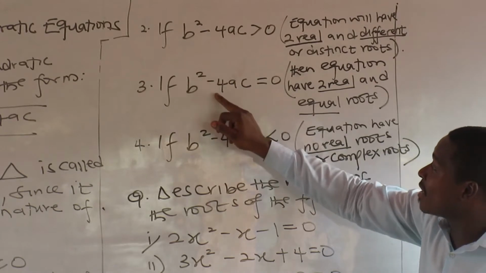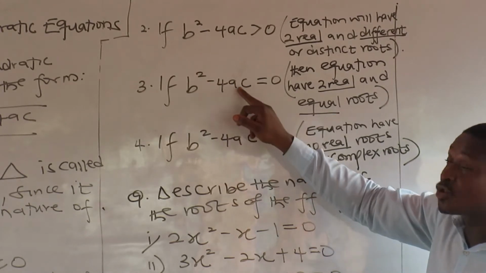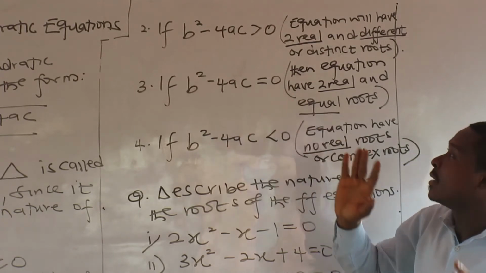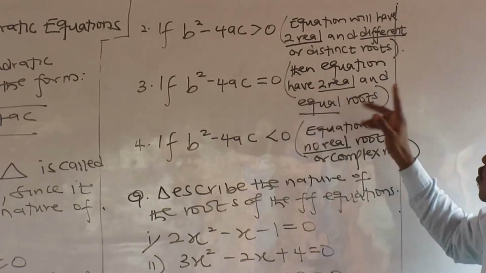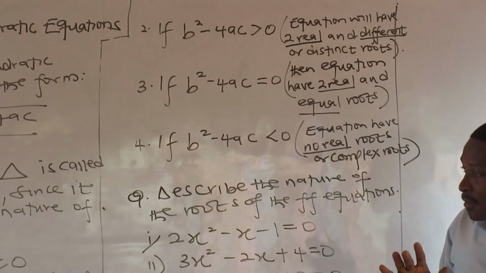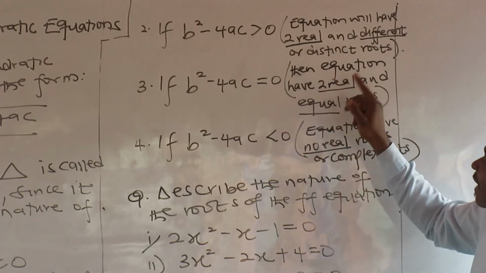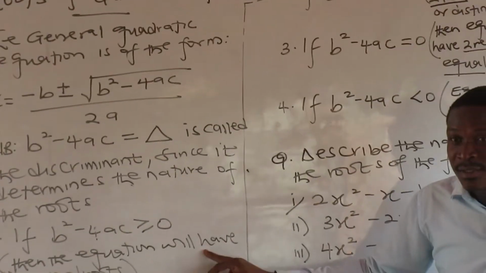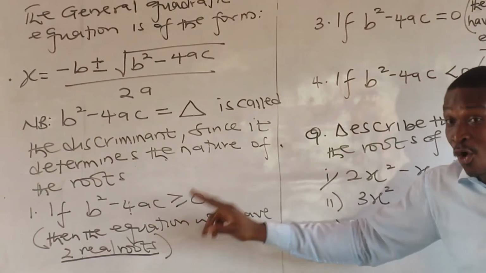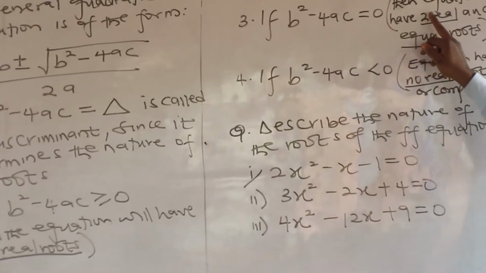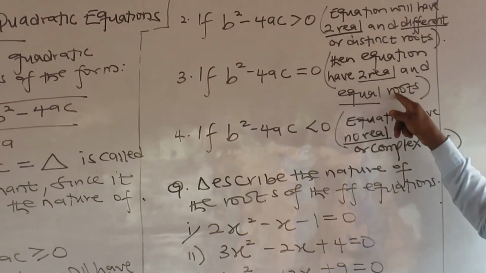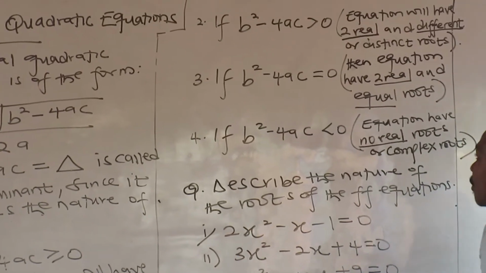Now, b squared minus 4ac equals 0. If you solve, and the left hand side is 0, equal to another 0, then the equation will have two real and equal roots. It's similar to this. This is two real roots, which is not strange because it is greater than or equal to. And this one is two real and equal roots. This is just two real roots.